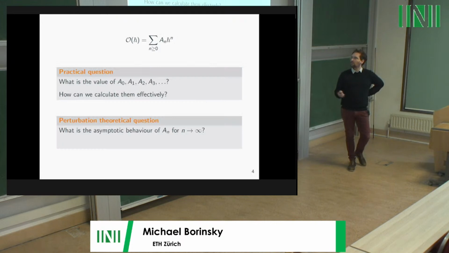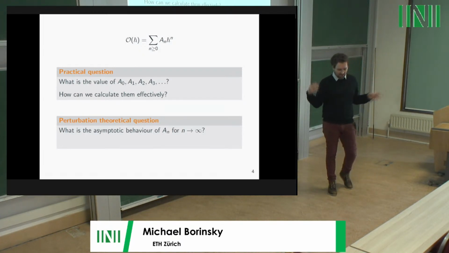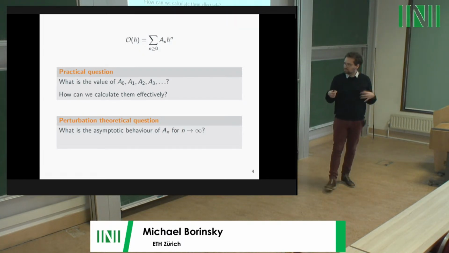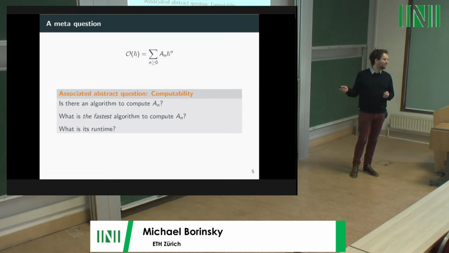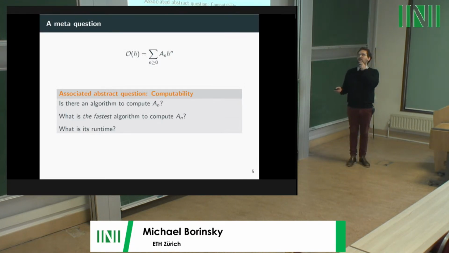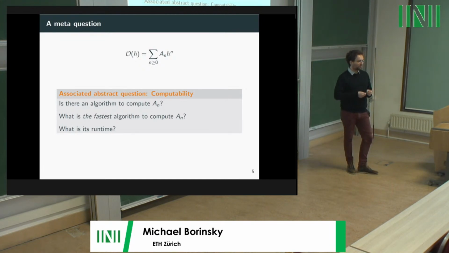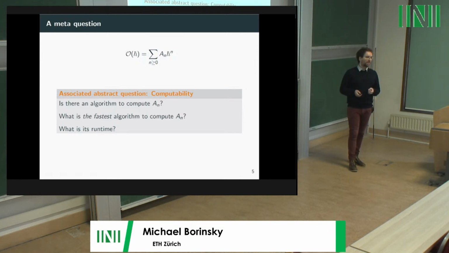Okay, so there are these two questions, the practical one and the more theoretical one, and the question that I'm going to try to foster from this is an overlaying meta question. It's about the computability of these numbers. So the obvious question is, can we in principle calculate all these numbers? Can we compute them by using a computer and running the computer for a long time? But then the question is, what's the fastest algorithm to compute these numbers to higher order?